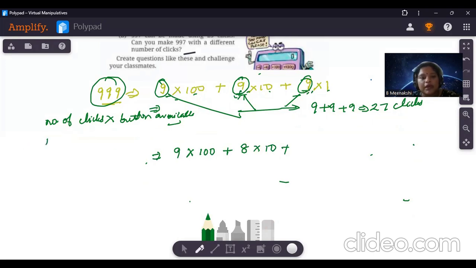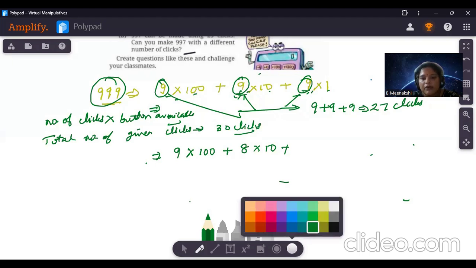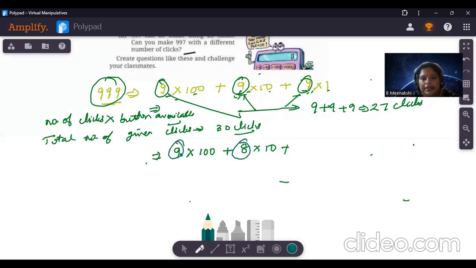So the total number of clicks they have given us is 30 clicks. So we have to press 1 according to this. You already have 9 plus 8, which is 17. So in order to get 30 clicks, we have to get 13 more, right?